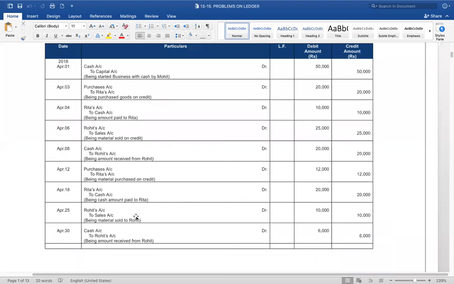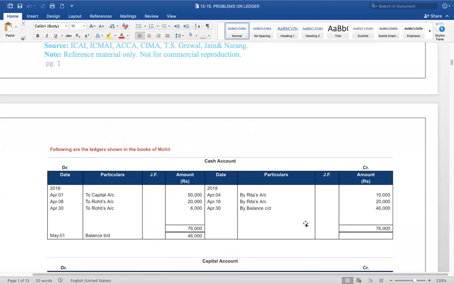The 18th is over. On the 25th, there's no cash. On the 30th, there's cash. Cash account debit to Rohit's account, 6,000. Now the total of the debit side is 50 plus 20, 70 plus 6, 76,000. Whereas the total of the credit side is 10,000 plus 20,000, 30,000. 30,000 is the total.